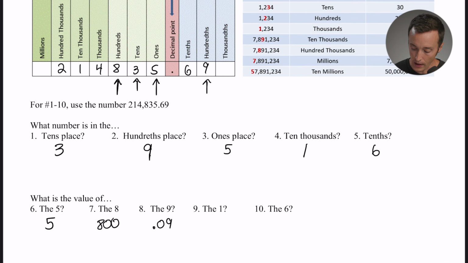Okay, and then how about number 9? It says, what is the value of the 1? Well, that's all the way in the 10,000 place. So a 1 in that position is actually worth or has a value of 10,000. And then finally, number 10 is the 6, and since that's in the tenths place, it would be 6/10, or that's what its value would be.